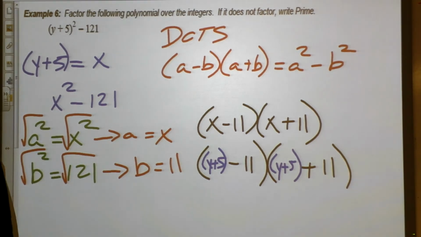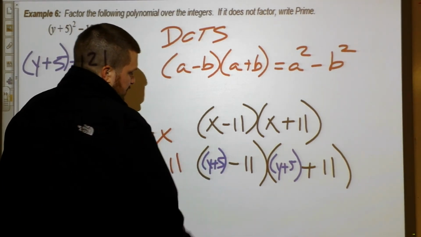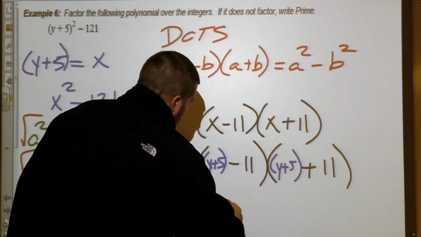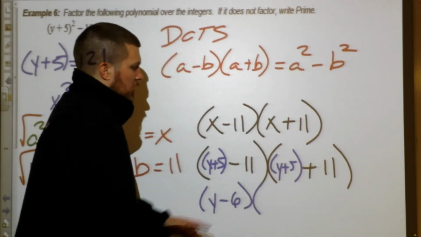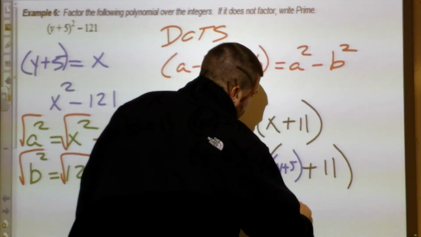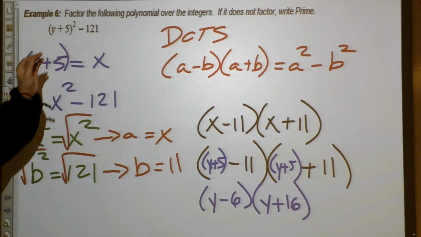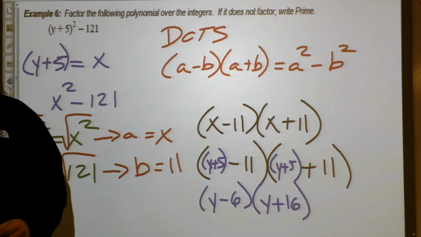Okay, and now I'm just going to clean up a little bit. So I end up with y plus 5 minus 11, so that's just y minus 6. And then y plus 5 plus 11 is y plus 16. And that's it. Difference of two squares. Looks a little bit more complicated, but really it's just a new twist on an old classic.